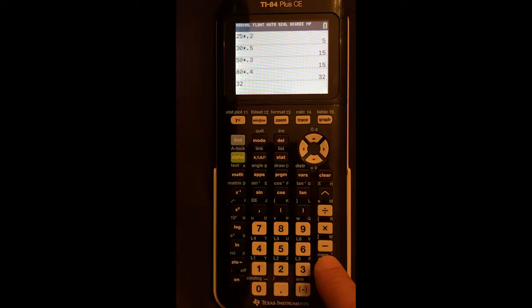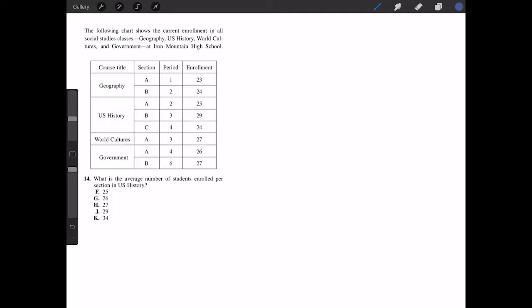So it would be 32 plus 15 plus 15 and plus 5 for a total of 67 awards, which is choice D. For problem 14, it reads the following.